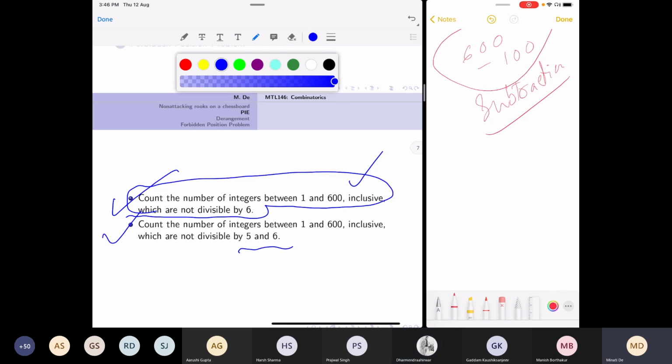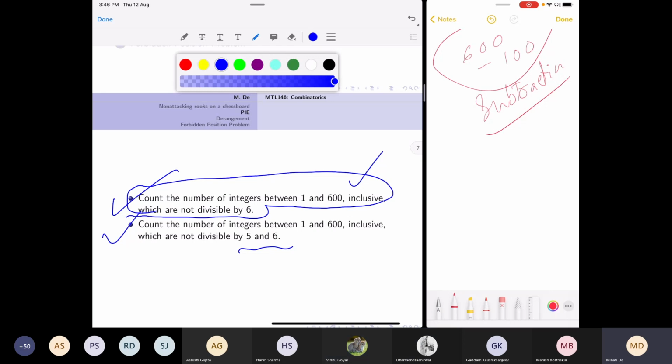So what is your answer? We are excluding the numbers that are divisible by 5 and 6 at the same time. Did you understand my question? First of all, we will subtract all the numbers which are divisible by 5, we will also subtract all the numbers which are divisible by 6, and then we add back all the numbers which are divisible by 30. Right. Good. So that's the answer basically.